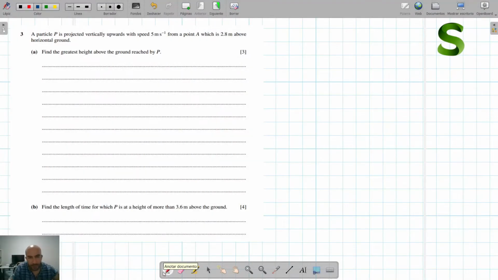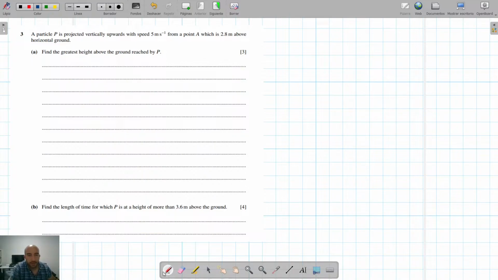Okay, so today we're going to do an exercise from Cambridge A-Level Maths 9709, paper 41 from May-June 2020. And exercise 3 says the following. A particle P is projected vertically upwards with a speed of 5 meters per second from a point H, which is 2.8 meters above horizontal ground. Find the greatest height above the ground reached by P.